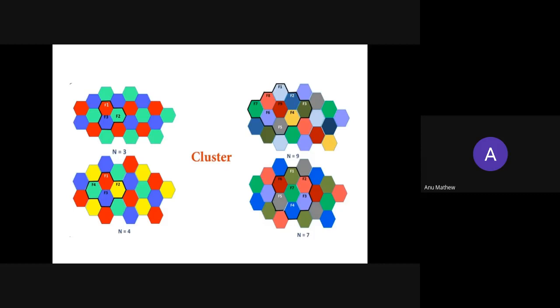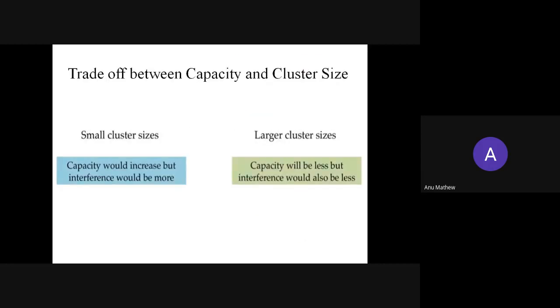So, when the co-channel distance is less, what will happen? The chance for signal interference becomes higher. That means the signal interference will increase. So, when the number of cells in a cluster is increasing, the interference level will reduce. So, we can say that there will be a trade-off between the capacity and the cluster size.